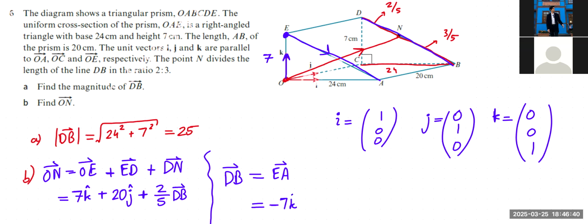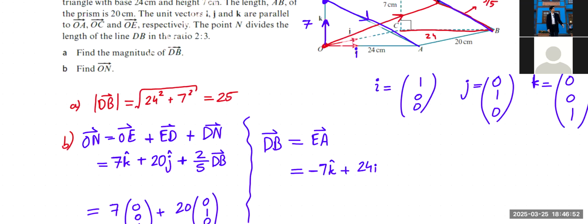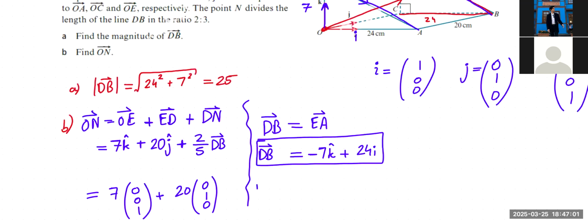Negative 7K. And then you want to go down here, so you end up at A. So plus what? This is I, by the way. Plus 24I. There you go. So now we know what DB is, right? Since we know that DN is 2/5 of DB, we can say that DN is simply 2 over 5 times negative 7K plus 24I, which leaves us with that. That is DN.